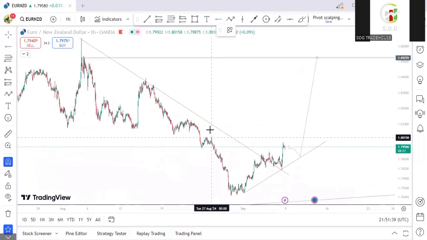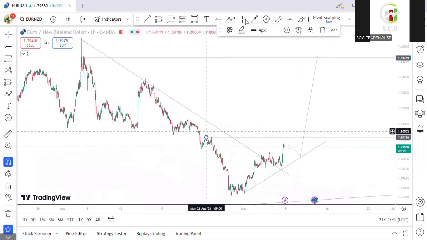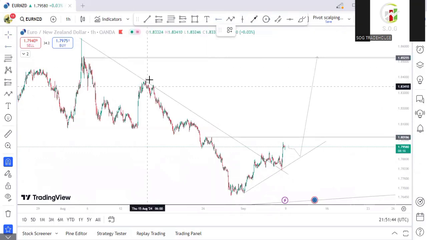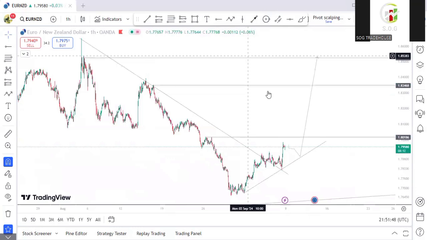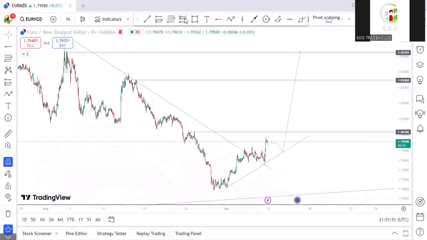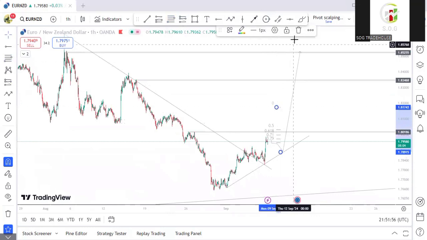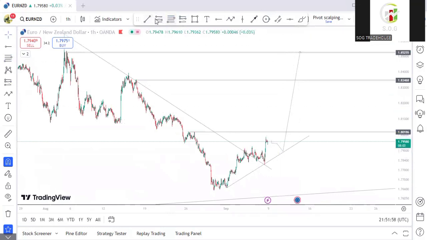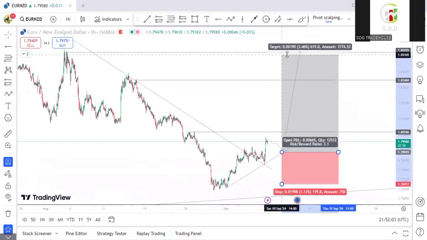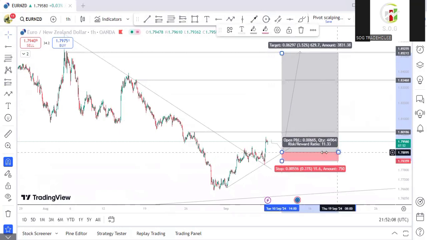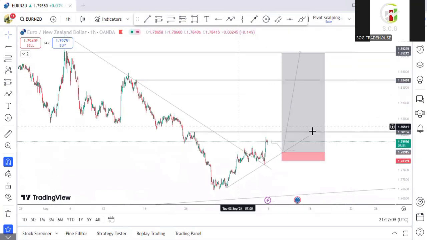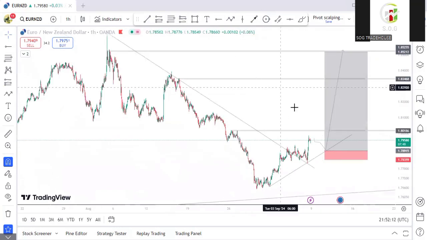And this will be our take profit one, our take profit two, and our final take profit will be this high. So on Euro NZD, we just have to wait for the markets to come back to the trend line. And if we get our candlestick pattern on the trend line, we execute our trade, and this will be our take profit one, take profit two, and take profit three.